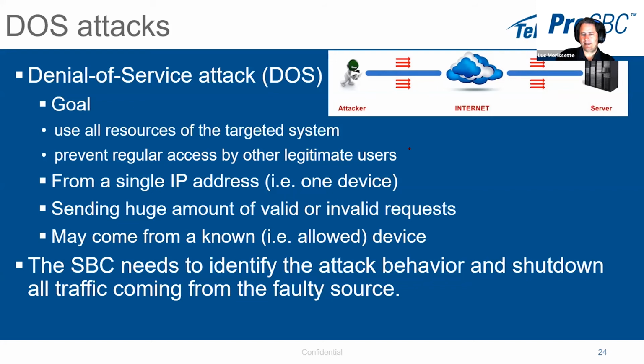And the thing here is it may come from a known device. So maybe you have allowed this IP in your system, but you're getting flooded with traffic from that particular source IP. Okay. So the goal of the SBC here is to identify the behavior of this attack and shut down the traffic coming from this source. When we say shut down traffic from the source, it's all the invalid traffic. All the valid traffic that would have been accepted already will continue to flow.